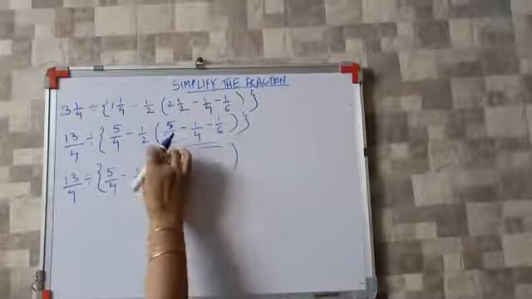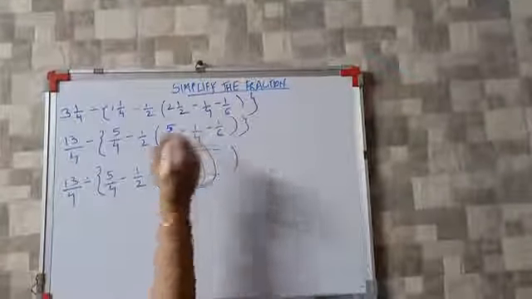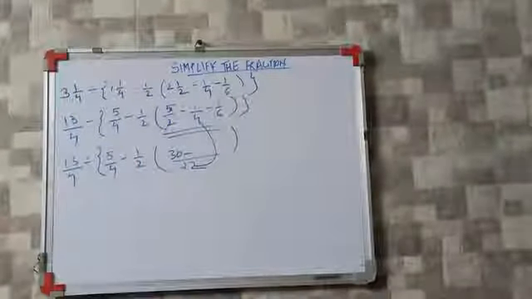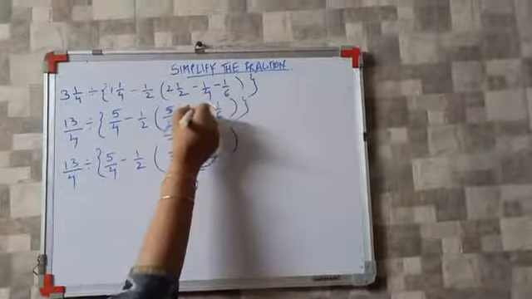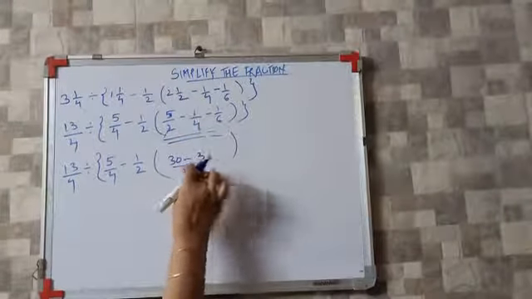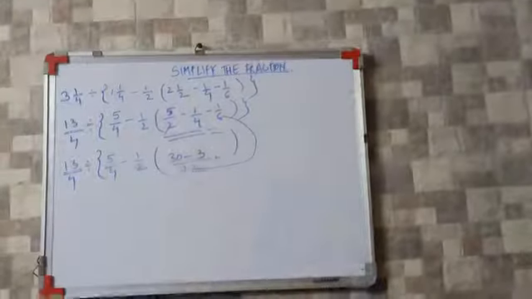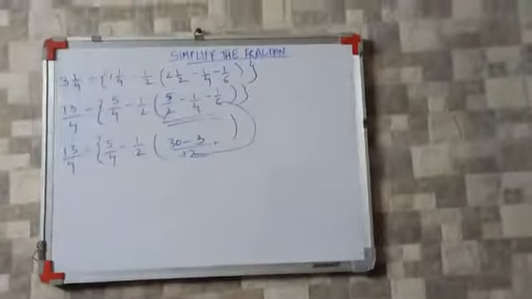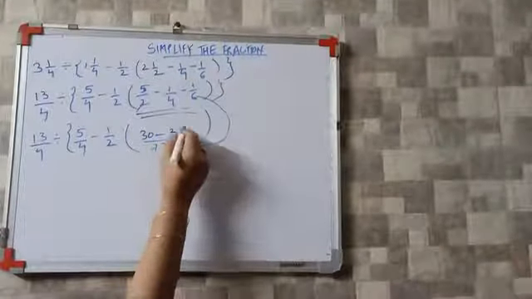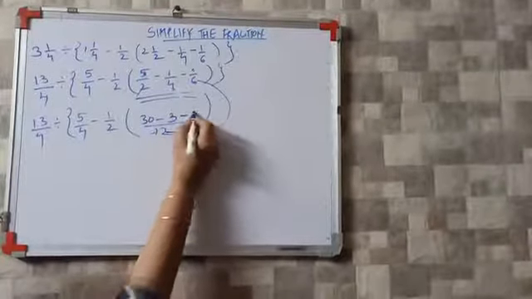Then again, this LCM will be divided by denominator 4. So what number will you get? 3. That will be multiplied by numerator 1. So we get 3. Again, now this LCM will be divided by denominator 6. So you will get 2. That will be multiplied by numerator 1. So you will get here 2.